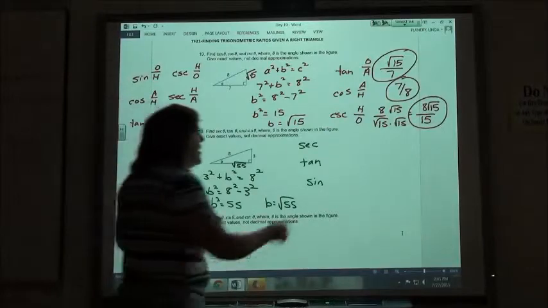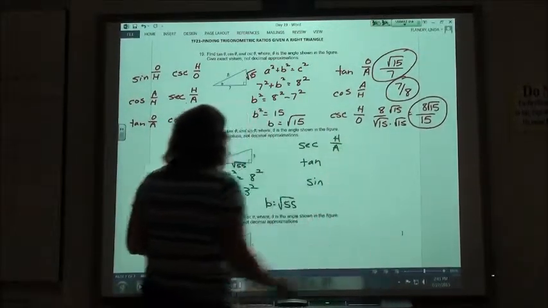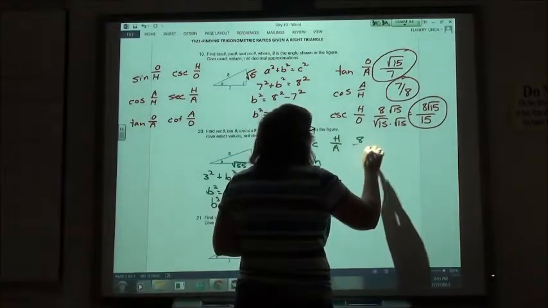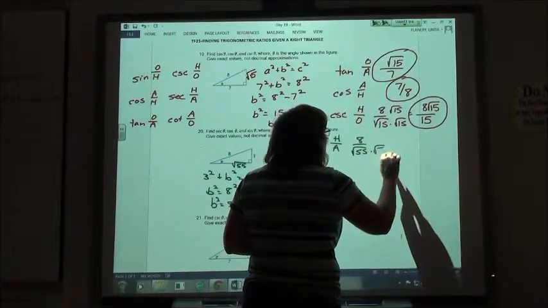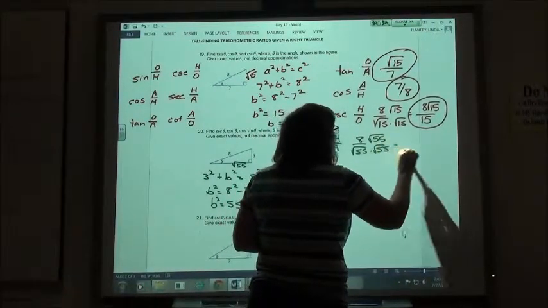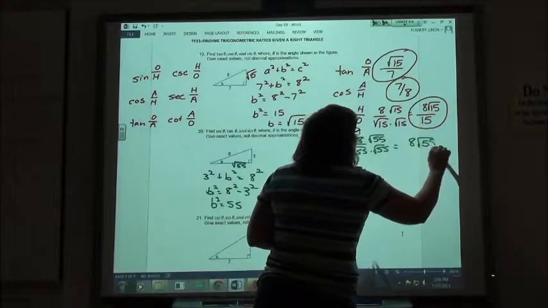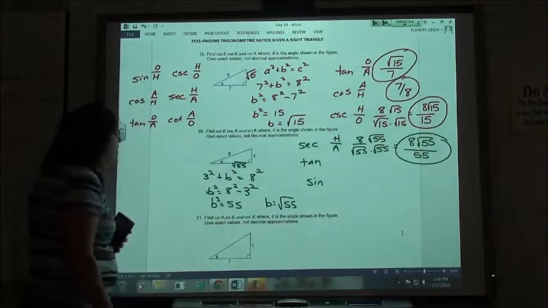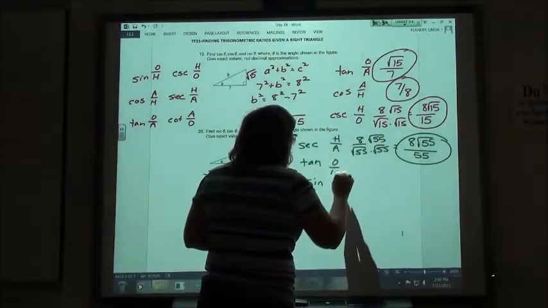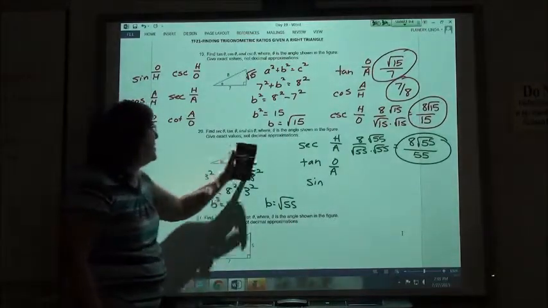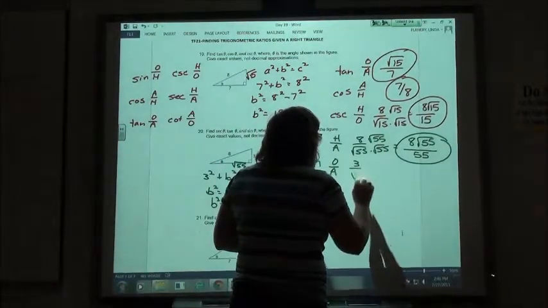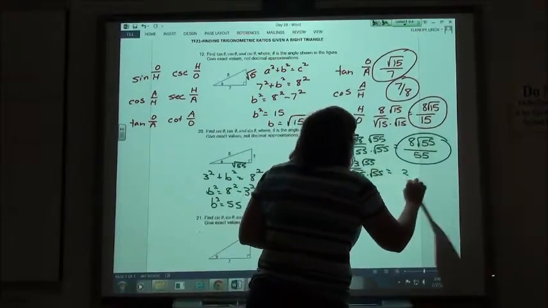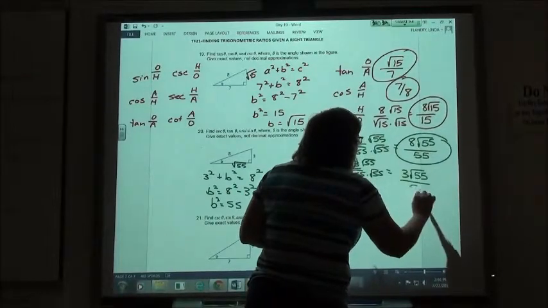So the secant is the hypotenuse over the adjacent. So hypotenuse is 8, adjacent is square root of 55. 8 over the square root of 55, I have to rationalize. And so I get 8 square root of 55 over 55. My tangent, opposite over adjacent. Another one that I'm going to have square root of 55 then. Opposite is 3. So 3 over the square root of 55, rationalizing my denominator, I get 3 square root of 55 over 55.